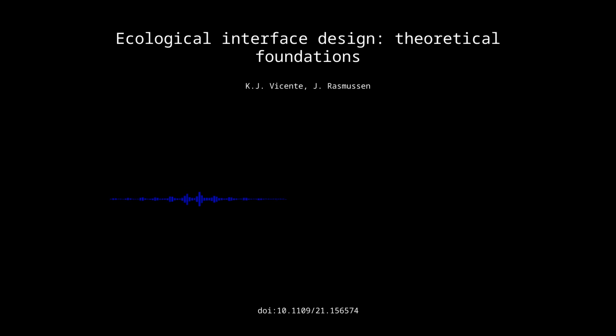That's a very interesting possibility. AI could potentially play a significant role in automating some of the more tedious aspects of EID design, freeing up human designers to focus on the more creative and strategic aspects. However, we need to be careful to ensure that AI is used in a way that enhances rather than replaces human expertise and judgment. That's a crucial point. EID is fundamentally about supporting human cognition, and we don't want to lose sight of that goal in our pursuit of technological advancements.